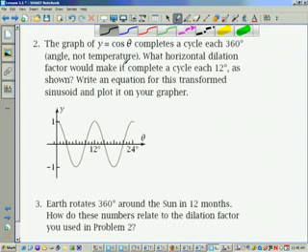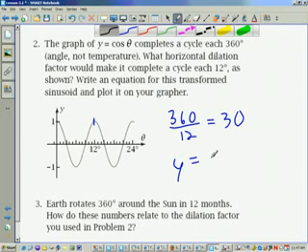Question number 2 says the graph of y equals cosine of theta completes a cycle in every 360 degrees. Angle, not temperature. What horizontal dilation factor would make it complete a cycle in 12 degrees, as shown? So instead of going from 0 to 360, we're going from 0 to 12. So what we have to do is take 360 divided by 12, and that would give you 30. So 30 is going to be the horizontal dilation factor. So the equation of this graph would be y equals cosine of 30 theta.